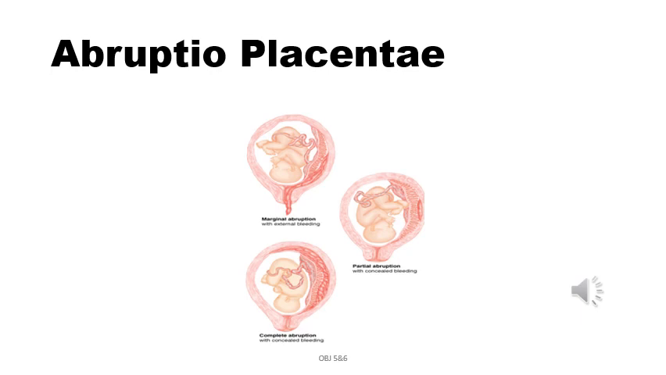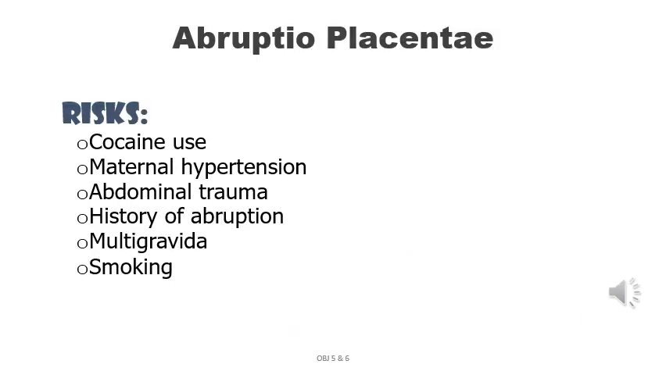The lady doesn't always know, other than maybe she's having some irritability, some cramping in her uterus. Another abruption is a complete abruption, and there could be concealed bleeding, but eventually that bleeding will come out. So any of these 3 are different types of placenta abruption. So what makes a woman at risk to have an abruption? Cocaine use, maternal hypertension, these 2 are both related to vasoconstriction, abdominal trauma, history of abruption, multigravida, or smoking.